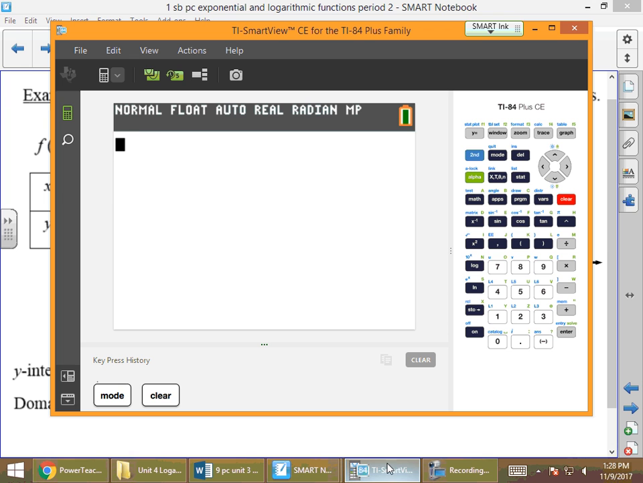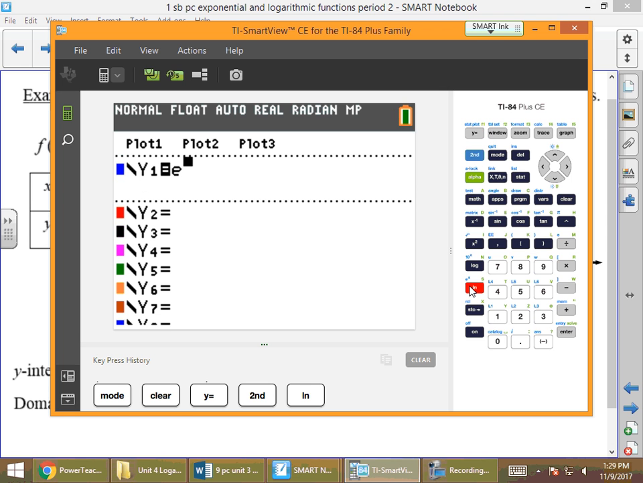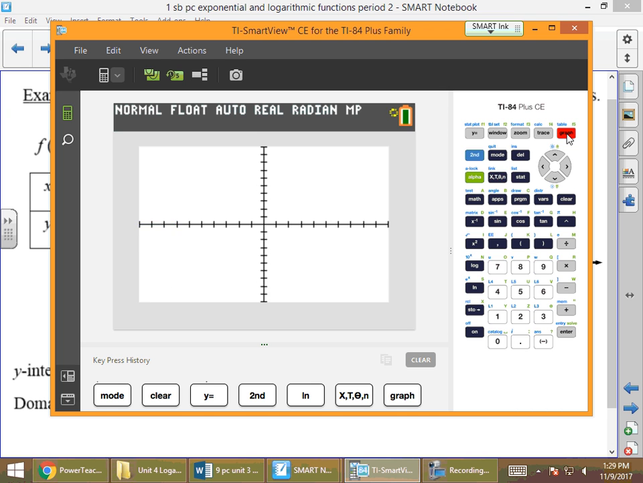We can go to the y equals, and the e to the x, you can't see it very well on my screen, but it's on the ln button. Inspires have their own e to the x button, but for the rest of us, we have to do second and ln. So there's the e to the x. And we can look at the picture. We're going to be graphing it in a minute. But there's the picture of e to the x.